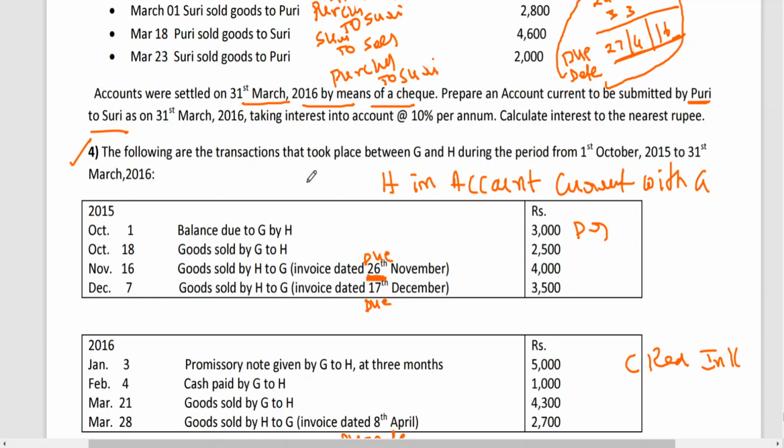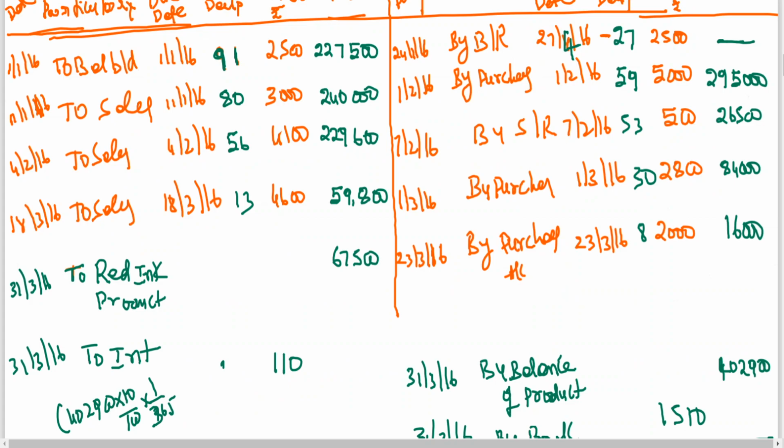The following are the transactions that took place between G and H during the period 1st October to 31st March 16. So I have already given the heading, H in account current with G. I think I directly explained while doing the problem. Again, I need to draw lines like this. H in account current with G.